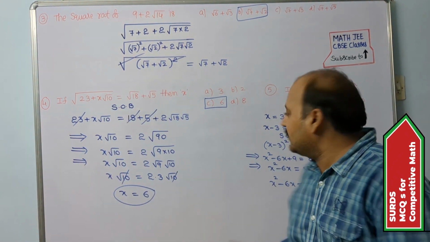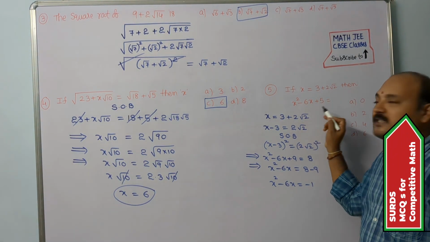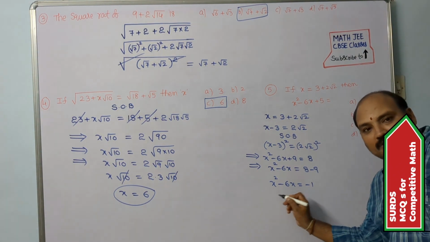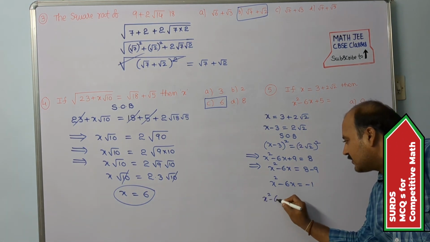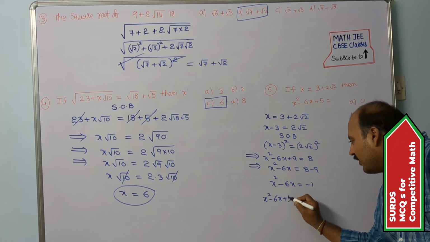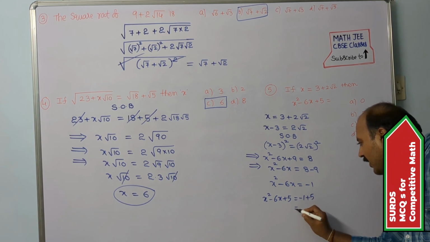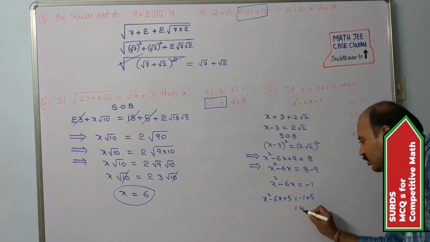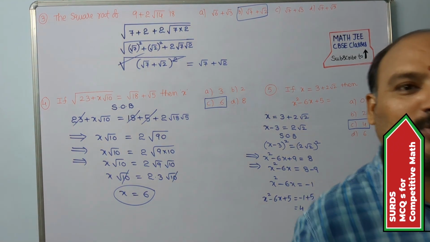After getting this answer, they are asking to find x square minus 6x plus 5. So here, on both sides, if you add 5, x square minus 6x plus 5 is equal to minus 1 plus 5. So minus 1 plus 5 value is equal to 4. It is there in the third option, dear students. Okay, dear students, we'll move on to another question now.